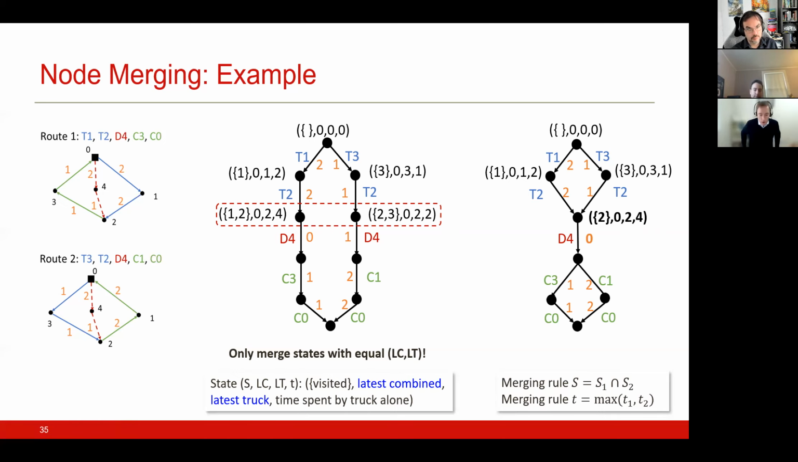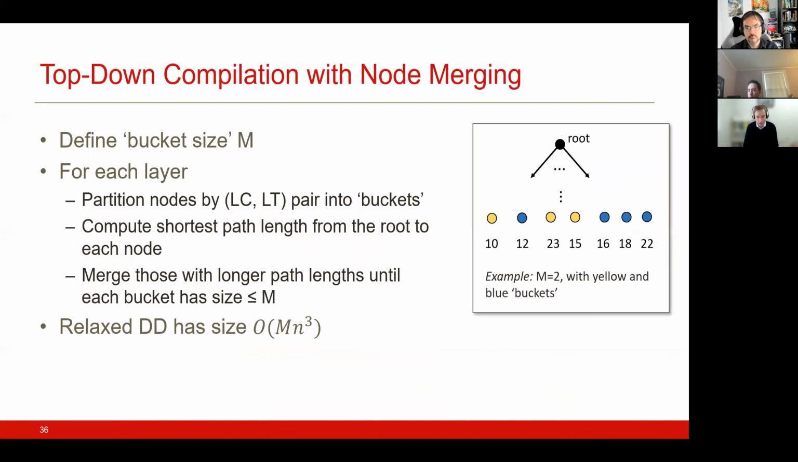In other words, this is an application-dependent or dynamic programming-dependent merging rule that we apply for top-down compilation to create an initial relaxed decision diagram. So how can we do this? Well, we only merge states that have the same segment structure, so in which the latest combined location and joint location, this LC-LT pair, are the same. So we can, at each layer, partition the nodes in buckets. We can limit the size of each and only keep the best ones, say the M-1 best ones in terms of shortest path we keep, and the rest we just merge.